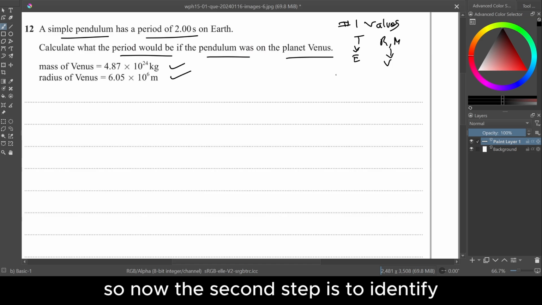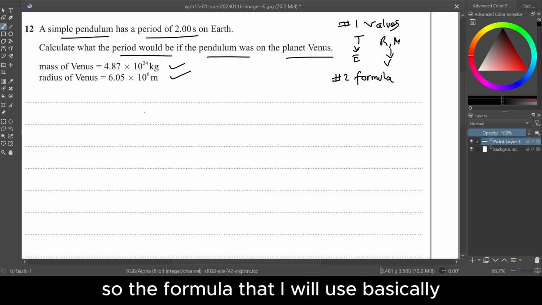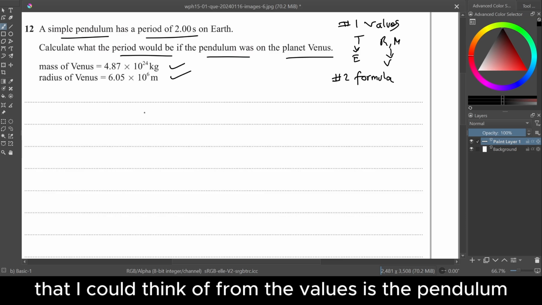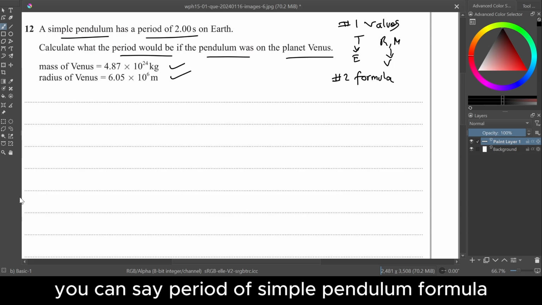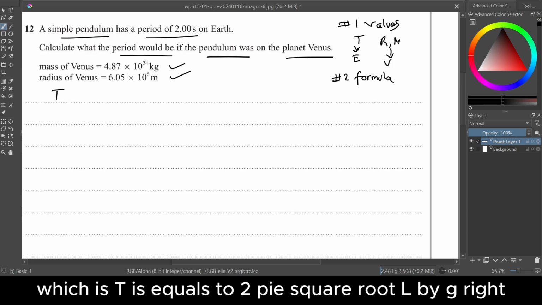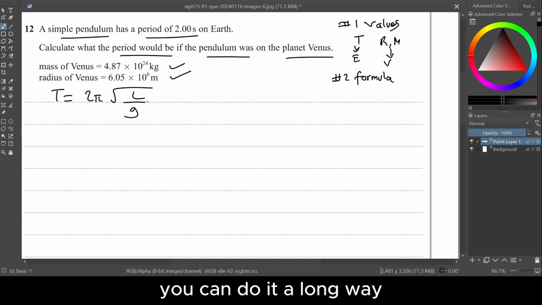So now the second step is to identify the formula that you will use. The formula that I could think of from the values is the period of a simple pendulum formula, which is T equals 2 pi square root L by G, right? So there are two ways to do it. You can do it a long way, or you can do it a shorter way, a shortcut, right?